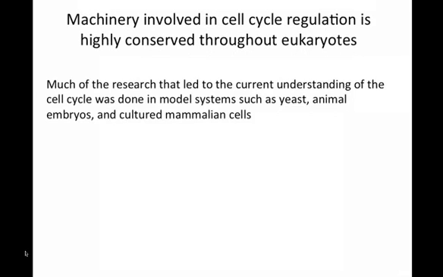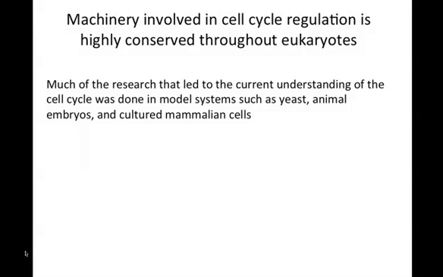So I'll go through a few different things just to give you an idea of the type of methods people use to study it. The first thing to understand is that the machinery involved in cell cycle regulation is highly conserved throughout eukaryotes. And that's why you have all these model organisms that people use. A lot of the research that led to the current understanding of cell cycle was done in model systems, mainly yeast, different animal embryos, and cultured mammalian cells.